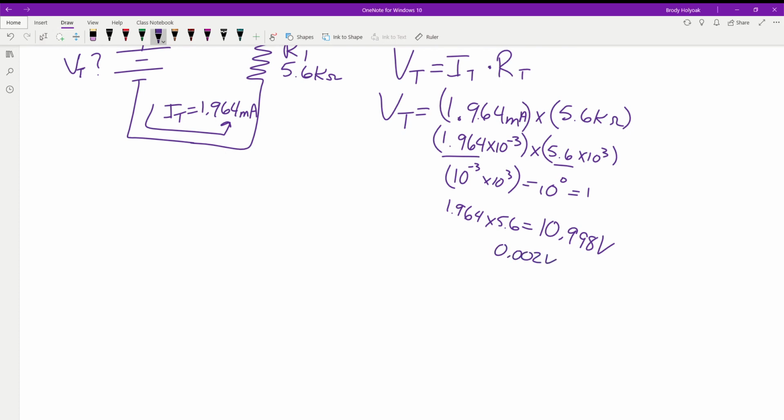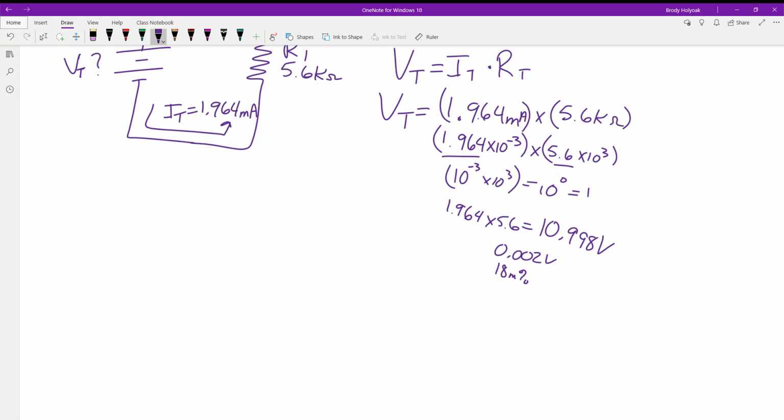is 0.002 volts, which is percentage-wise 18 millipercent. Little bitty. So 0.00018%. Okay? That's well within our 5% as far as accuracy goes. Things are going to change when we're setting this up.